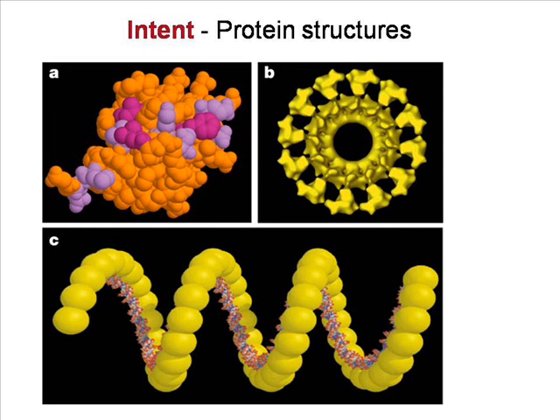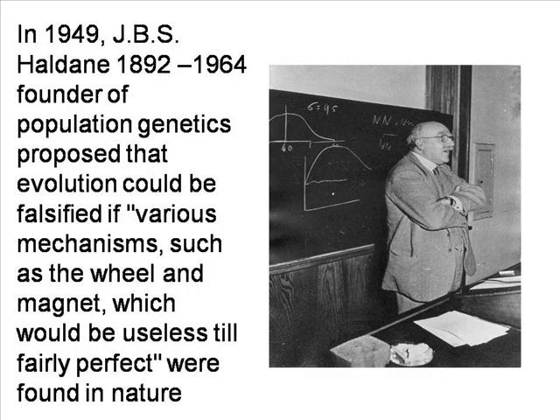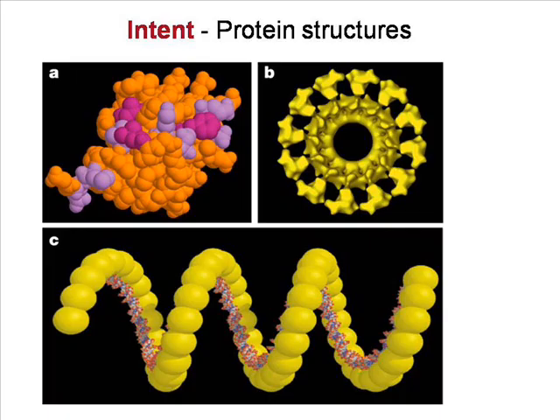In 1949, the evolutionary biologist J.B.S. Haldane suggested that evolution would be falsified if complete structures were found in nature, such as the wheel, because a wheel is useless until it is fully formed. We now know that these complete structures do exist and are essential for the complex machines involved in cell reproduction, such as the RNA polymerase. Despite this evidence, the credulity of the atheist evolutionary establishment remains undiminished.